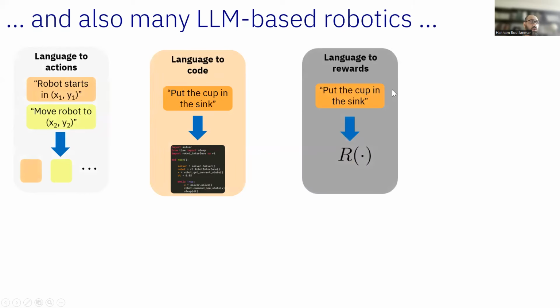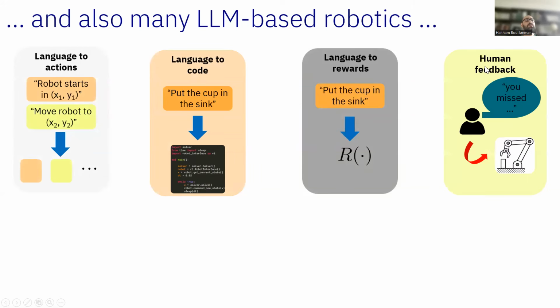There has been language to rewards: put the cup in the sink, but now instead of creating the code, it will actually create a reward function that you can learn a policy from. This is, for example, the Eureka style of doing things. And then, of course, there has been the human feedback direction, like telling the robot you missed, do that, and so on.